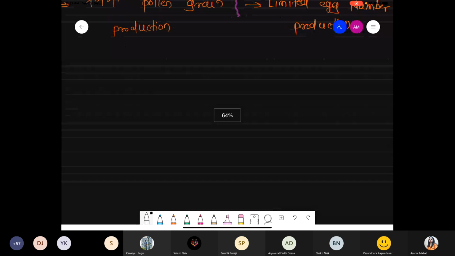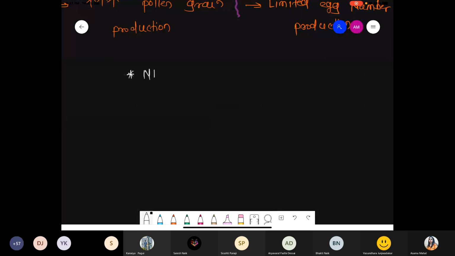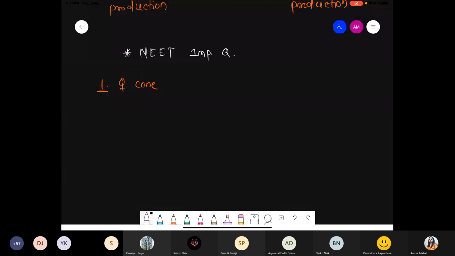Next, I'm talking about some basic important information with respect to NEET. So I'm writing the title: NEET IMP question. First of all, we'll complete the female, because the female is a very short part and we can finish it quickly. So first one is with respect to the female. I'm taking a flowchart, and at the end I'll show the structure.